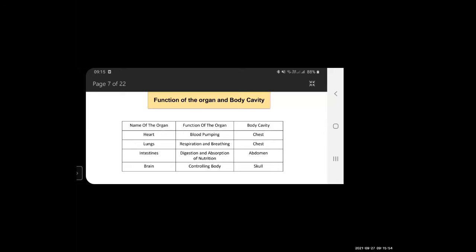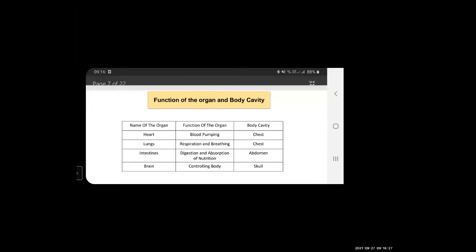We have two intestines in the human body, the large intestine and the small intestine. What function does the intestine do? The intestine functions in digestion and absorption of nutrition. The food we eat is digested in our body. Then the most important is our brain. The main job of the brain is to control each and every part of our body.